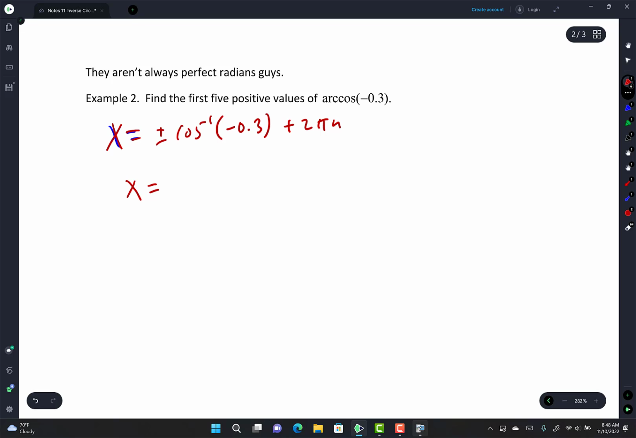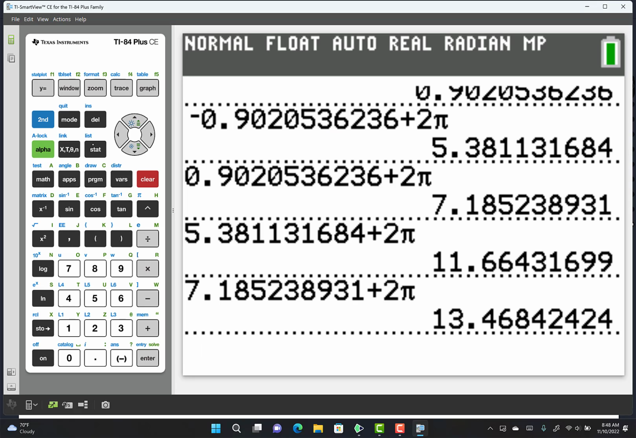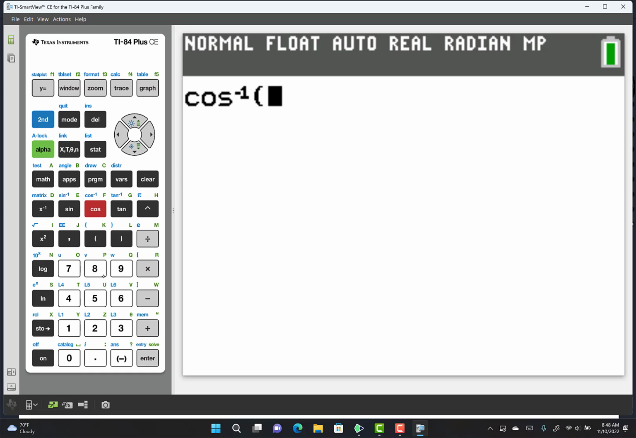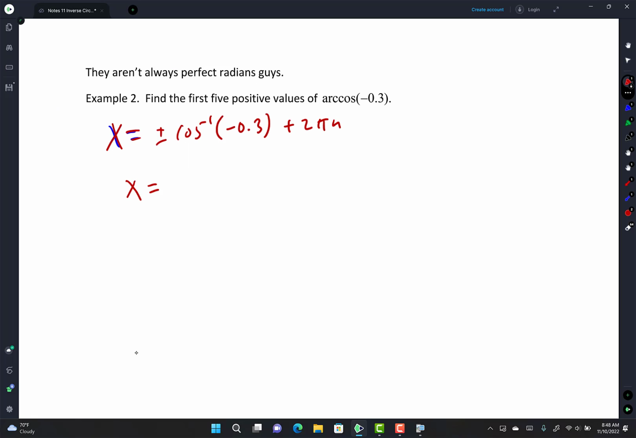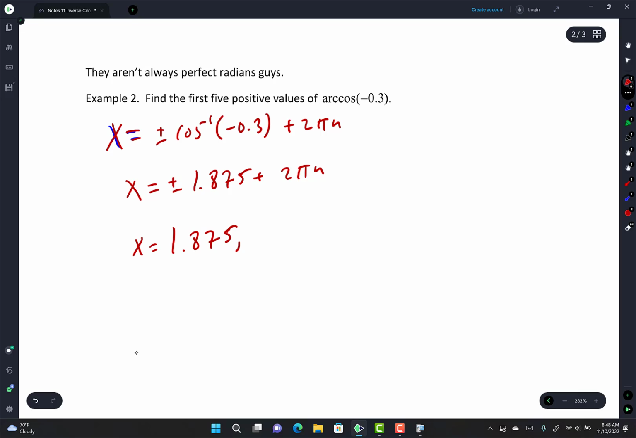So I take my calculator, and I'm going to clear everything here, and I'm going to push second arc cosine negative 0.3. The negative is right next to the enter button. Enter. 1.875. So I'm going to write plus minus 1.875 plus 2 pi n. So here are my answers. X equals, the first one is a positive one, 1.875, comma.